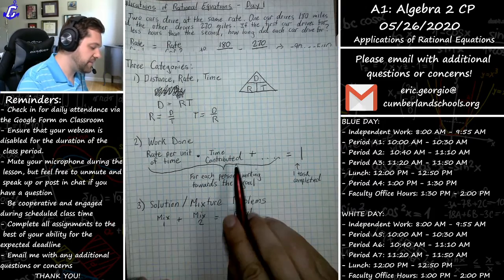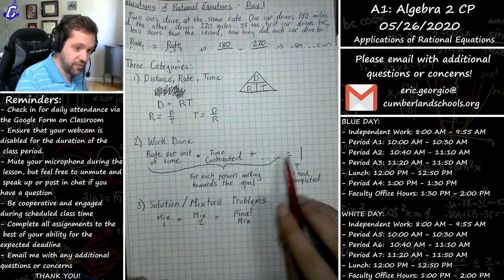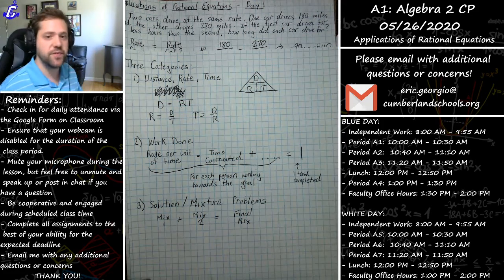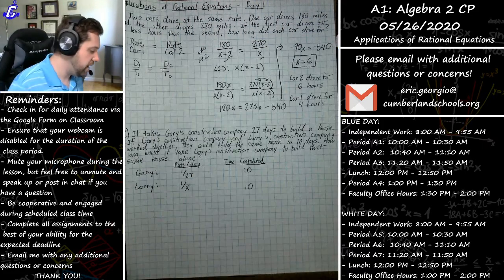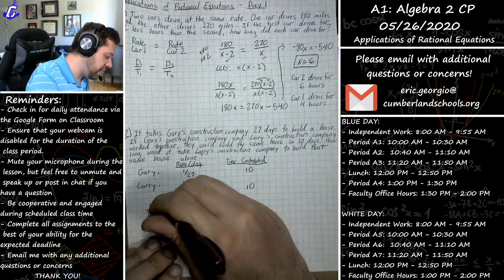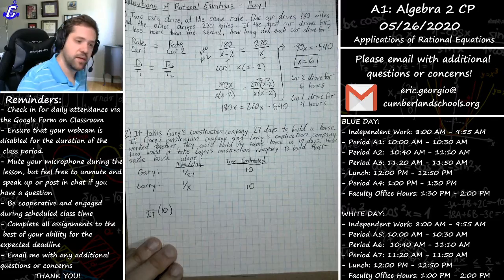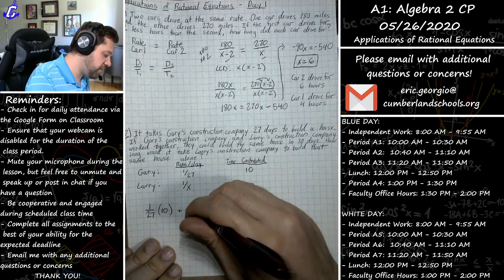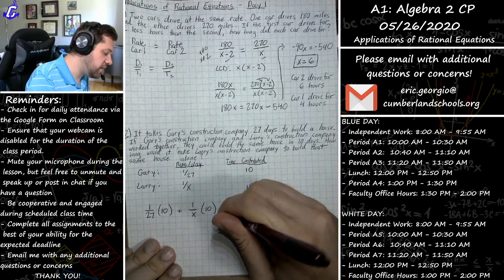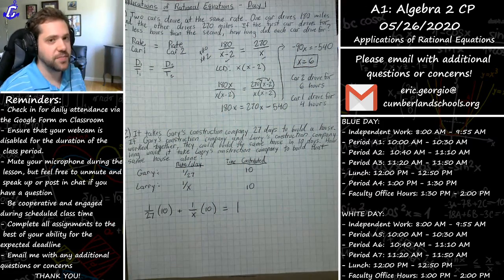Rate per unit of time times time contributed plus the next rate per unit of time times time contributed, and so on, equals the full task completed. All right, so I would say that Gary's rate of 1/27 times 10 days plus Larry's rate of 1/x, which we don't know, times 10 days should equal the full house getting completed.